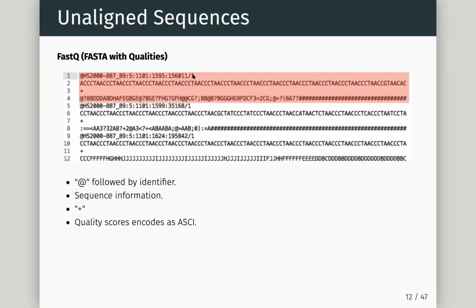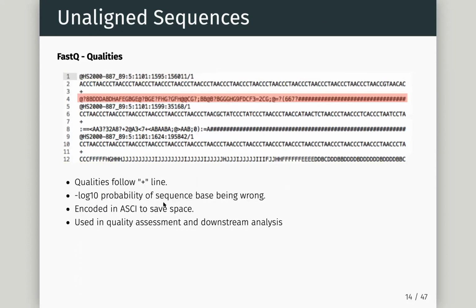So in this case, we know that this is read 1, so it's got \1. Okay, so then we have this quality line. This follows the plus, and this is a minus log 10 probability of that sequence base being wrong. So it's basically a reverse probability of it being wrong.